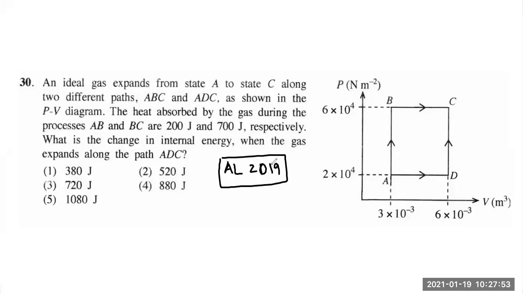Next question is from ANL 2019. An ideal gas expands from state A to C along two different paths, ABC and ADC. It's not a cyclic process, careful. Two different paths, as shown in the PV diagram. For clarity, I'll mark the paths in two different colors, red and blue. It will not be like that in the paper, but for the explanation's sake I'll mark them so we don't get confused.